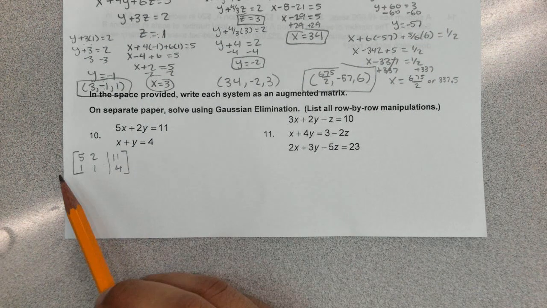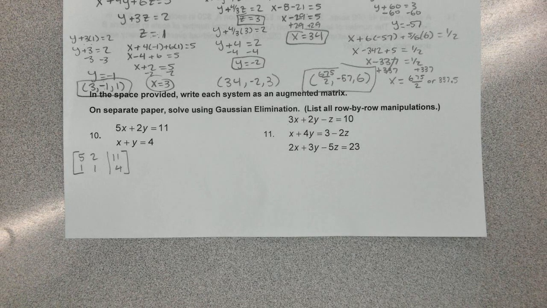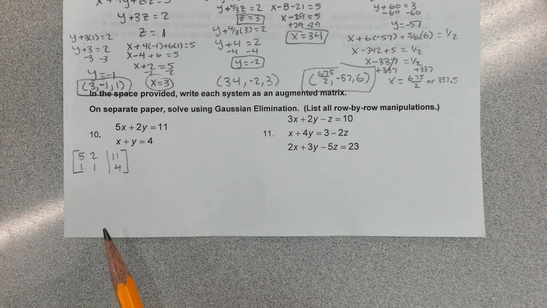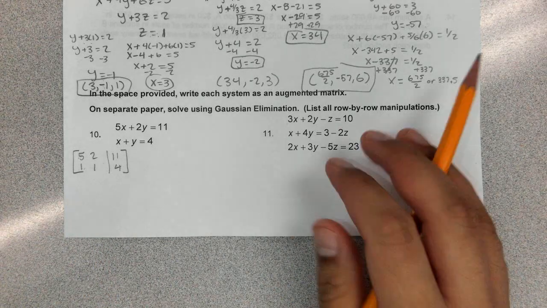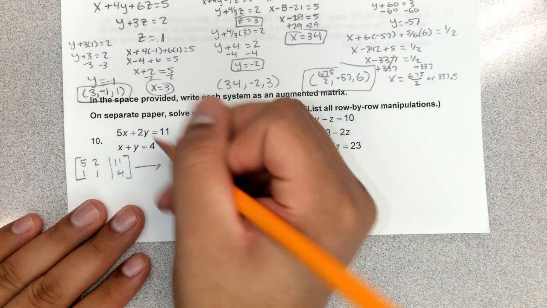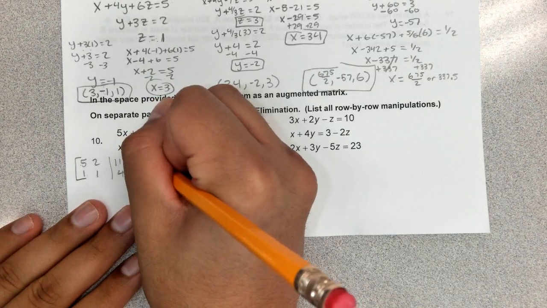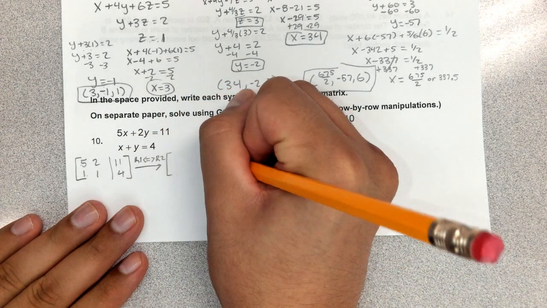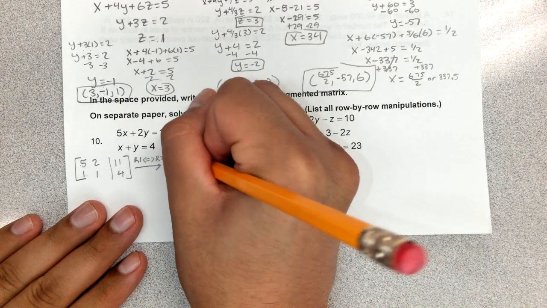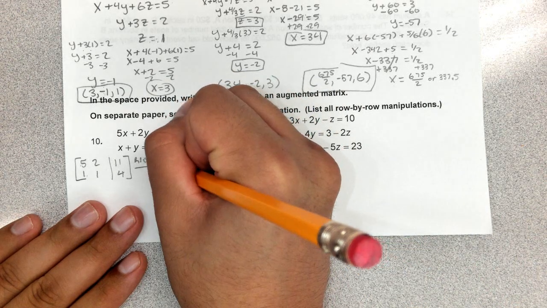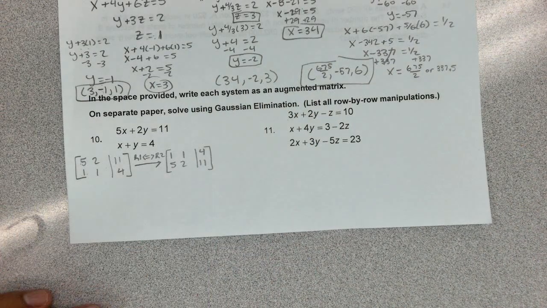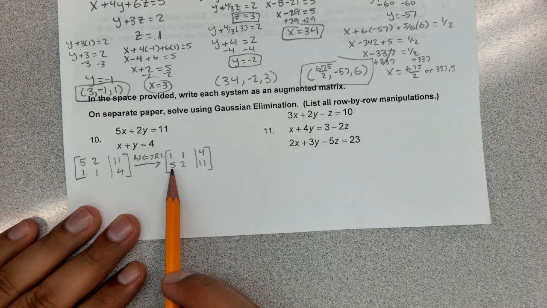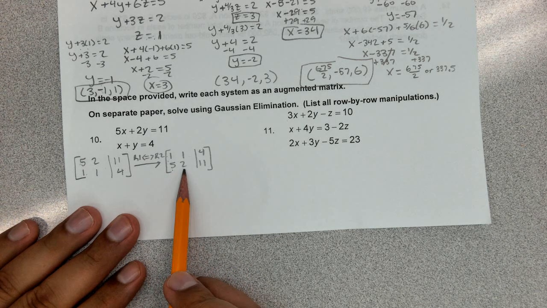Alright, so our goal is to put this in row echelon form. So since we need a 1 on this top left corner, and this is already a 1, the first thing I'm going to do is switch the rows. Alright, so we're going to switch row 1 and row 2. Alright, so now we have 1, 1, 4 for the first row, 5, 2, 11 for the second row. Alright, so we're good at the very beginning for step 1. We have a 1 on the top left. Now our goal is to make this 5 into a 0, this number 2 into a 1.